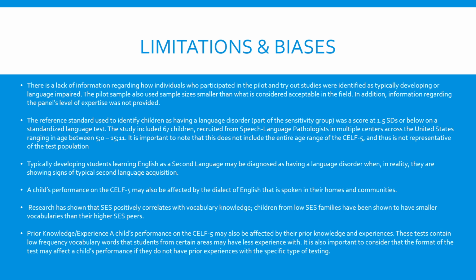Then, a child's performance on the CELF 5 may also be affected by the dialect of English that is spoken in their homes and communities. For example, children who speak African American English at home may end up saying a sentence differently than standard American English, which will lead them to omit words or use extra words, and these count as errors.